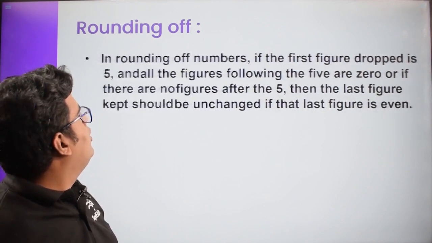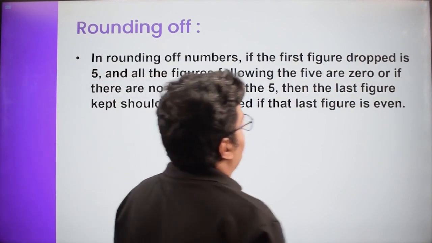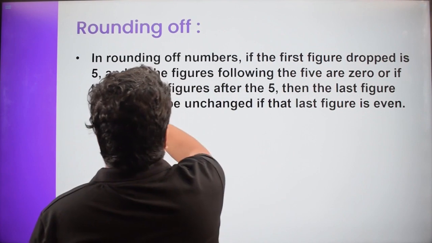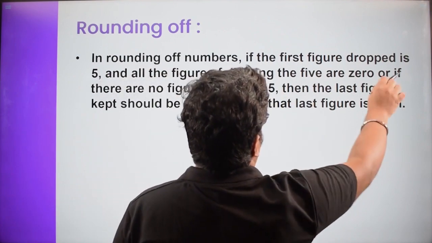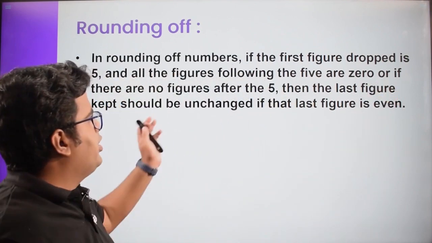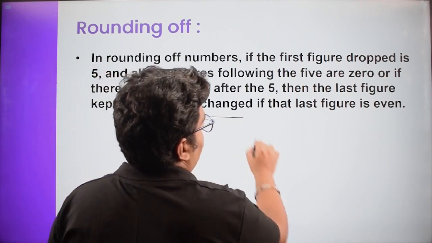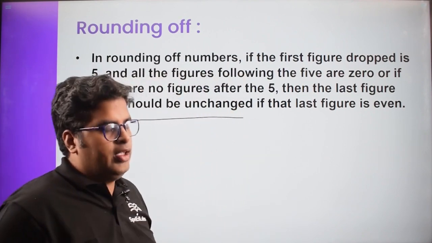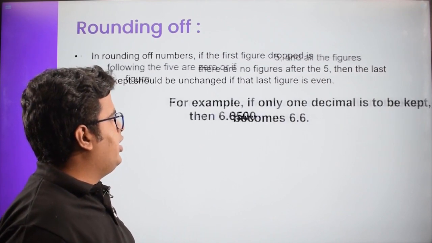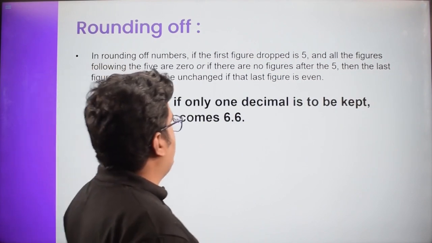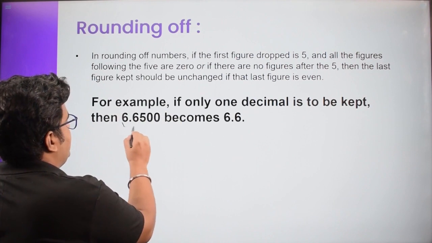Then we have, in rounding of numbers, if the first figure dropped is 5 and all the figures following the 5 are 0, or if there are no figures after the 5, then the last figure kept should be unchanged if that last figure is even. Now what does this say? We'll understand by an example. So we have the example of 6.6500.